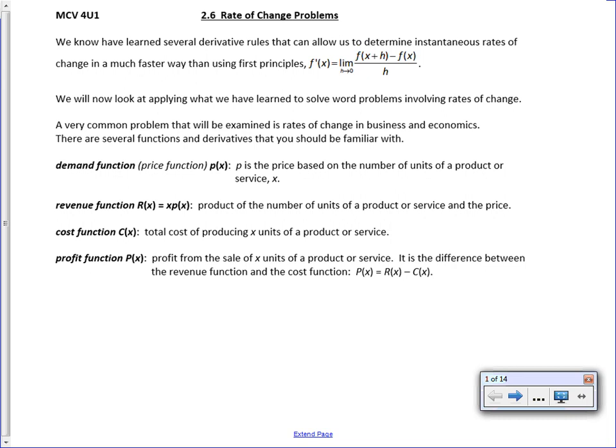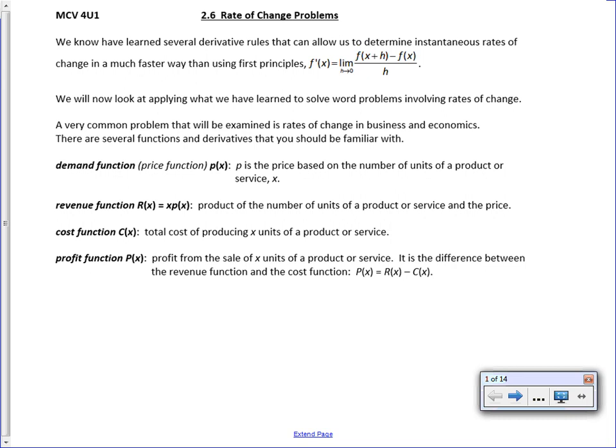A very common problem that will be examined is rates of change in business and economics. There are several functions and derivatives you should be familiar with. The demand function is the price function. It's the lowercase p at x function, the price based on the number of units of a product or service, x. The revenue function, capital R at x, is found by multiplying x times the price function, the product of the number of units of a product or service and the price.